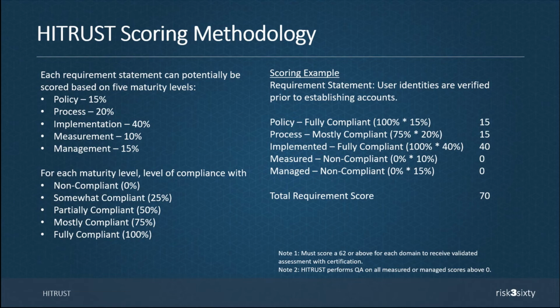Let's say that I had 10 requirements that roll up under that access control domain. As long as the average of those 10 requirements equals 62 or above, I'm eligible for certification for that particular domain. I would essentially have to repeat that process for all 19 domains, again, making sure that I'm above that 62 threshold in order to be eligible for a HITRUST certification.